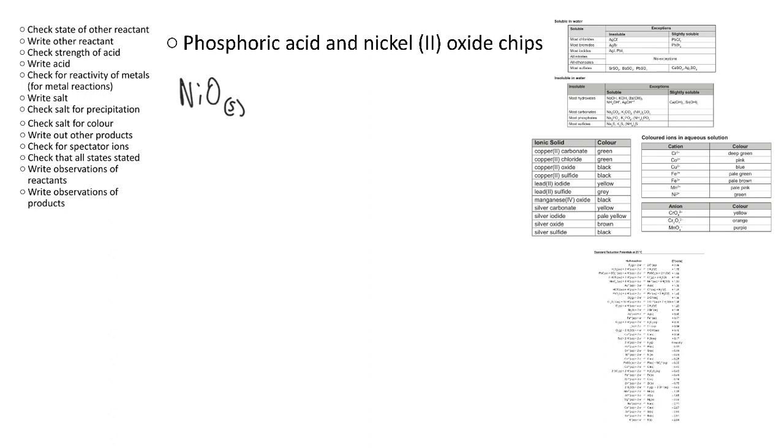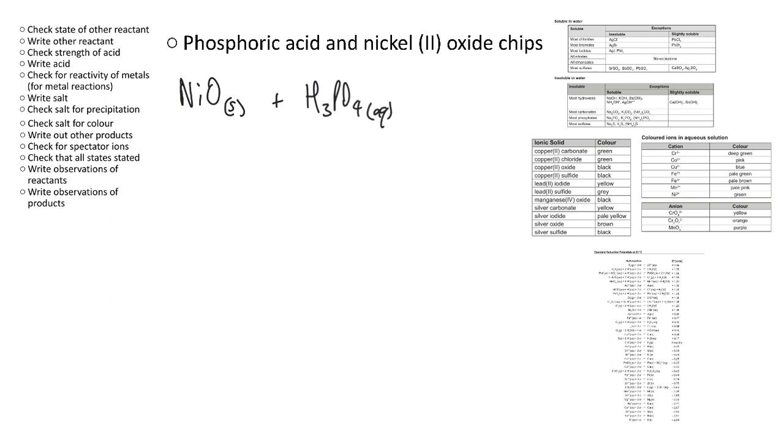All right, nickel 2 is 2 plus, oxide is 2 minus, so that's that. Okay, write the other reactant, we did that. Check the strength of the acid. Okay, so this is phosphoric acid, and hopefully you'll remember that that is a weak acid. And if you remember weak acids, we write all together. Okay, so we don't split them apart. Okay, so we did that. Check of the reactivity of metals, doesn't count for this one.